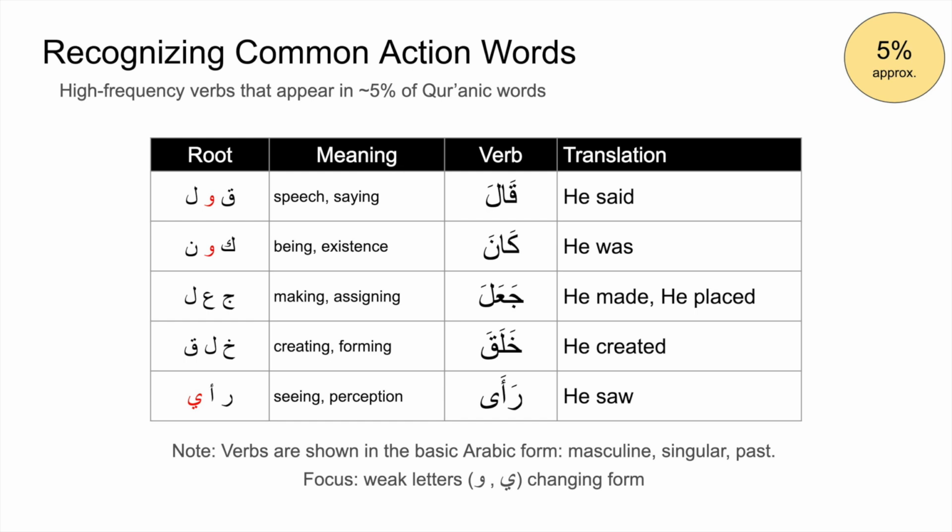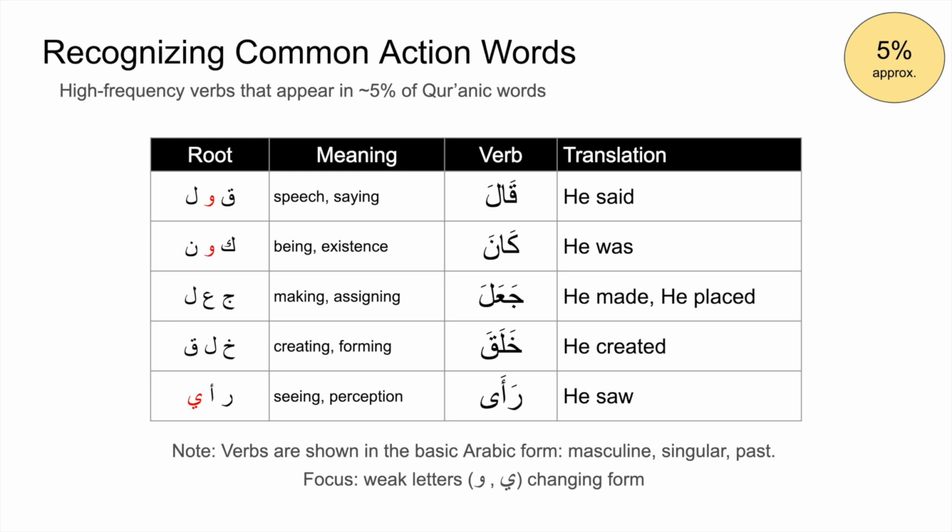All of these verbs are shown in the basic Arabic verb form: masculine, singular, past tense. This is the form you will see most often in the Quran, and it is the form we use as the reference point. Each of these verbs comes from a 3-letter root, like the roots you see listed on the left. Most of the time, the verb looks very close to its root. You can usually see the same letters in the same order.